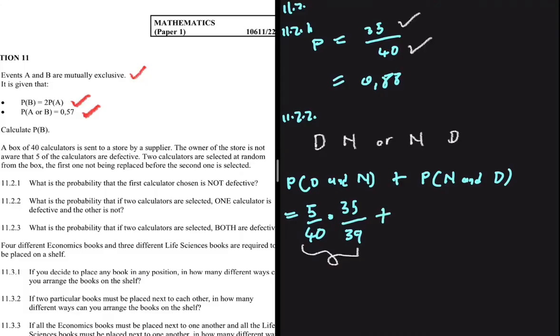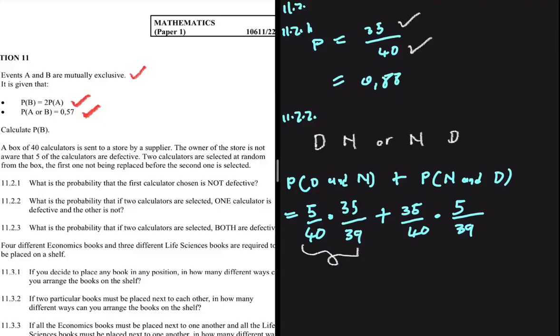Then plus the probability that you start with a calculator that is not defective. If you start by picking a calculator that is not defective, then the probability of that is 35 divided by 40 multiplied by the probability that the second calculator you pick is defective. So now you're left with 39 calculators in total. And how many defective calculators do you have now? You still have 5 defective calculators.